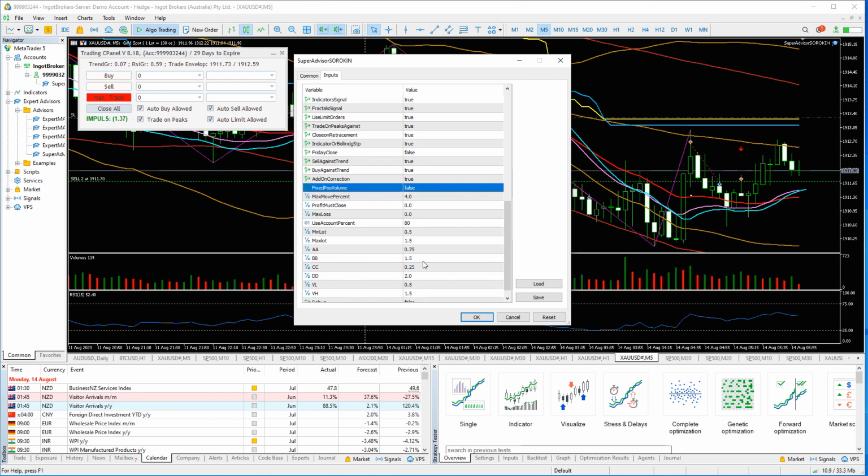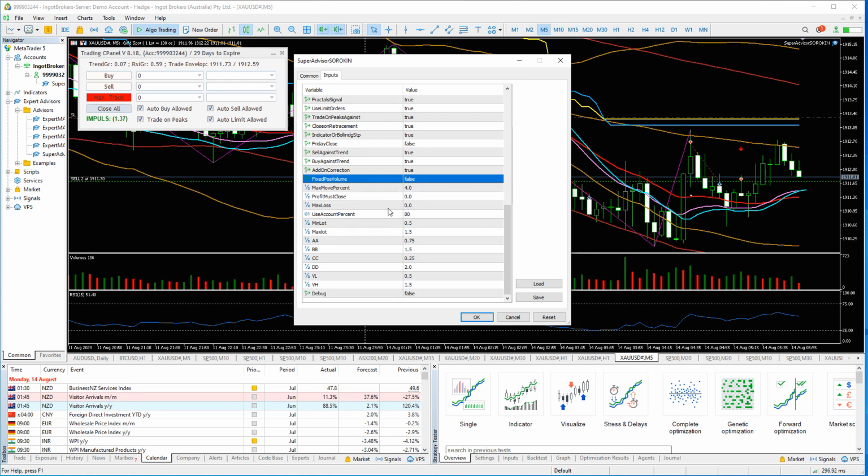Also, we can have a fixed volume. This is fixed volume. It means there is no adjustment of the volume size depending on the situation in the market. We have a minimum lot and maximum lot. For example, if it's a fixed volume position, the system will use only the minimum lot to enter. If you switch to false, it uses the logic programmed by those parameters. And let me quickly explain it to you.